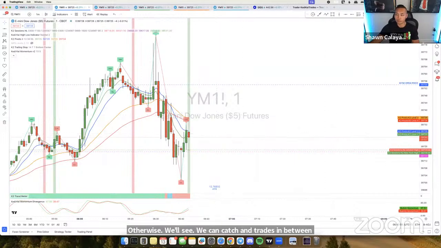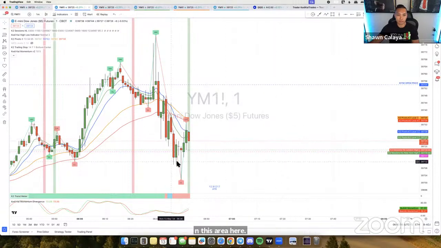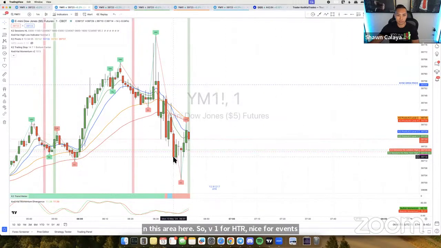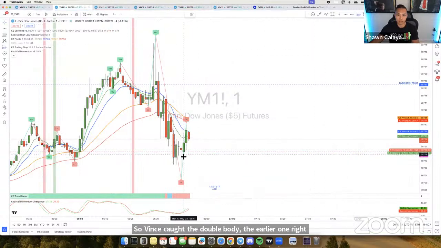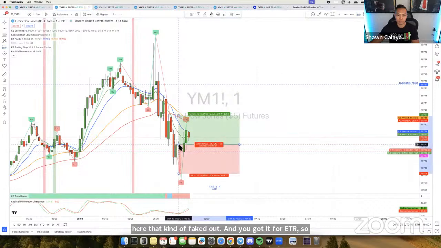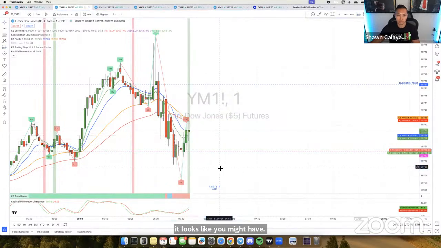So Vince over here caught the V1 for ATR. Nice for Vince. So Vince caught the double body, the earlier one right here that kind of faked out. And he got it for ATR. So it looks like he might have went for a pretty decent move there.